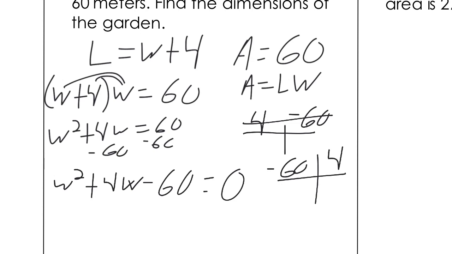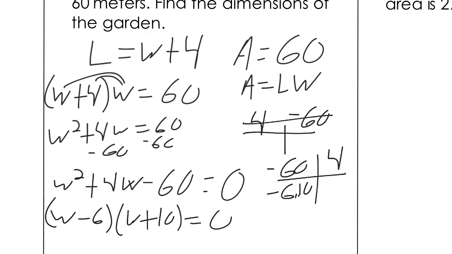Our answers there are negative 6 and 10. And you can work on that if you don't know how to get that, practice it. So then you get W minus 6 times W plus 10 equals 0. If you solve for W, you get W minus 6 equals 0, and W plus 10 equals 0. So we get W equals either negative 10 or 6.